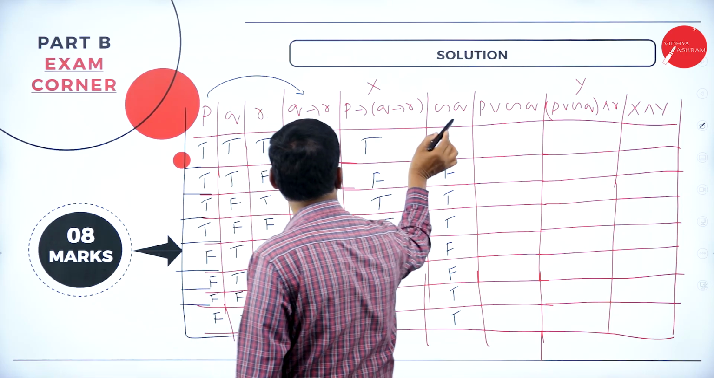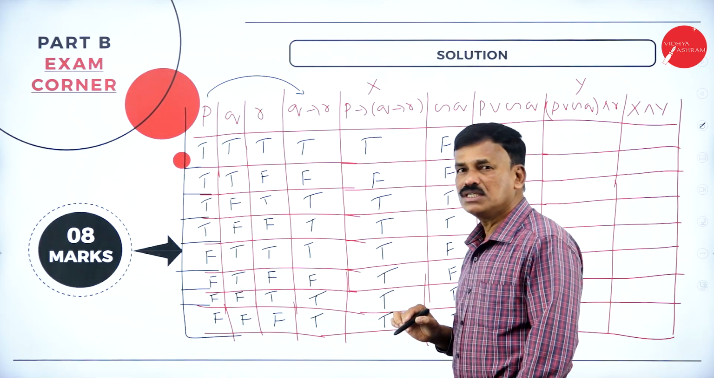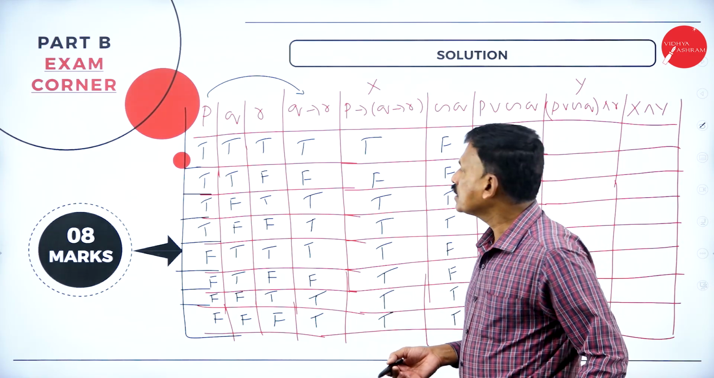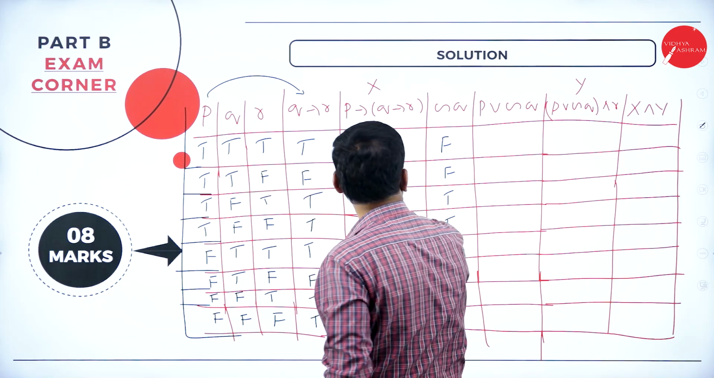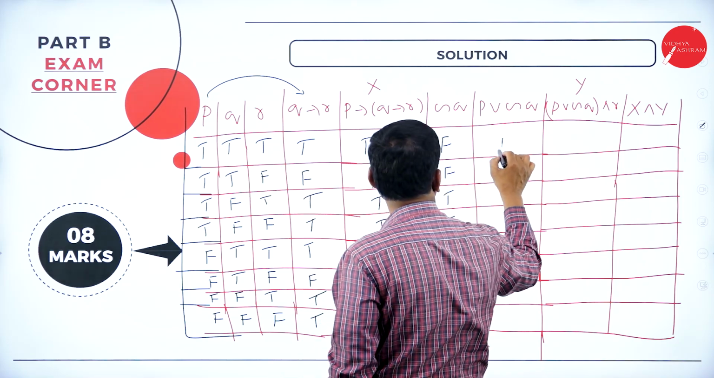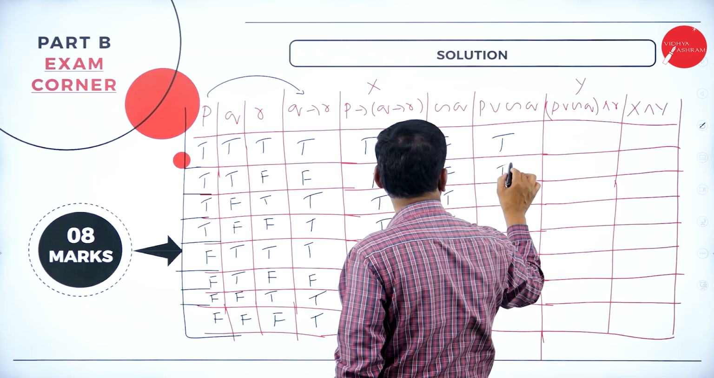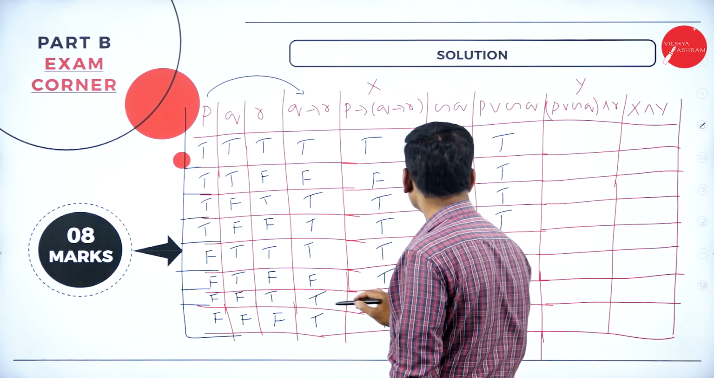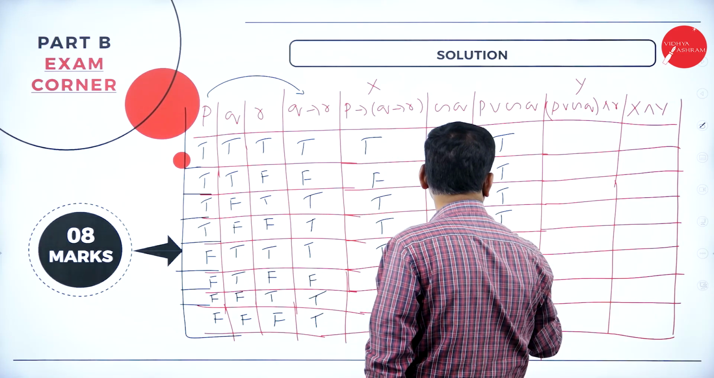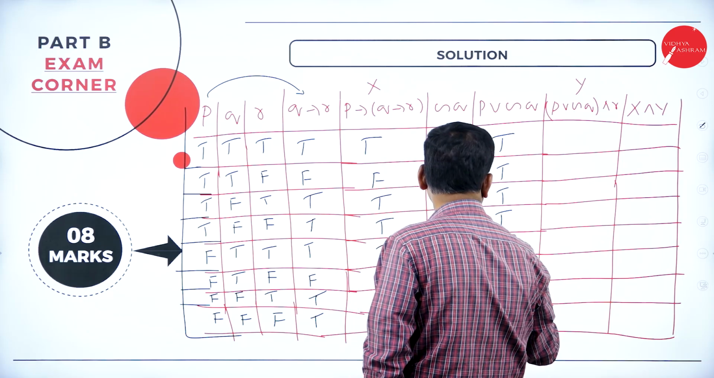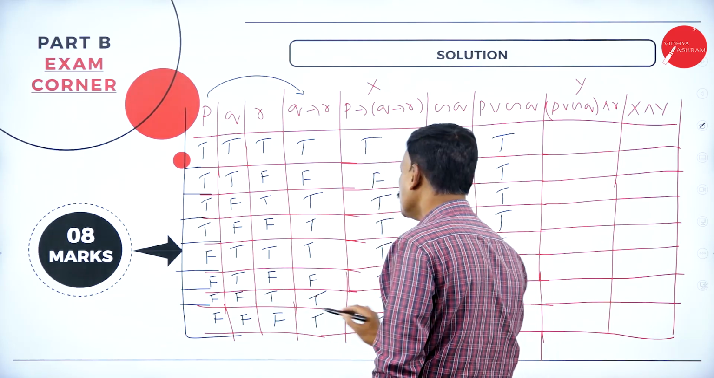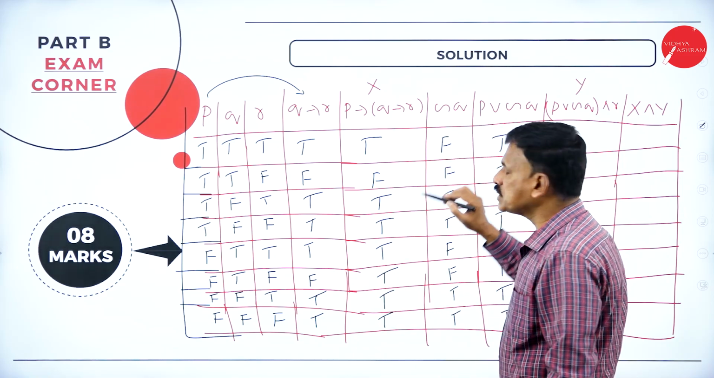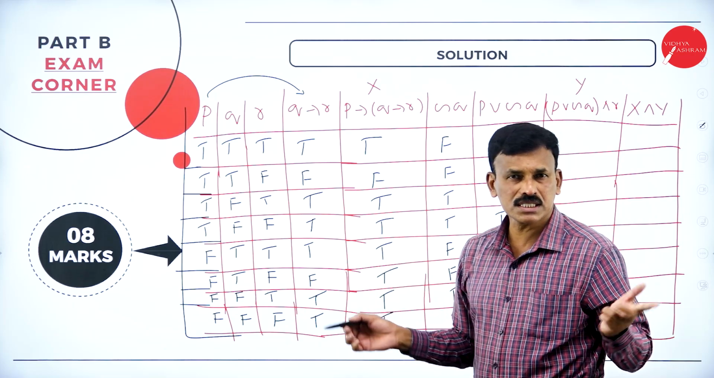Now, write down the disjunction for P and negation Q. For P and negation Q, we are going to write the disjunction. In case of disjunction, false and false is false. In all other cases, it is true. So, for these two, true and false is true. Again, true and false is also true. True and true is also true. True and true is also true. Again, false and false is false. False and false is false. Again, false and true is true. False and true is true. So, in case of disjunction, false and false is false. In all other cases, it is true.